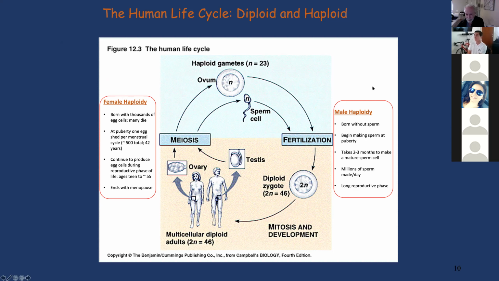On the other hand, males are born without sperm. They start making sperm at puberty. Making a sperm cell takes a long time, 2 to 3 months to make one mature sperm cell. But yet, because so many of them are in the process of forming at any one time, millions of sperm are made each day. And in contrast to females, males have a long reproductive phase. It starts with puberty, and there's no distinct ending point. Some males have a very long reproductive phase, whereas others don't.